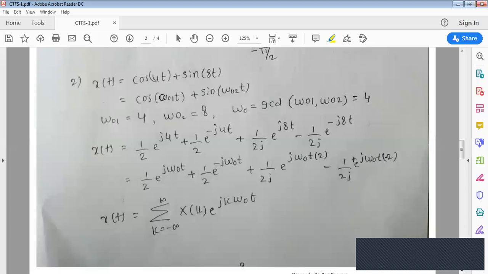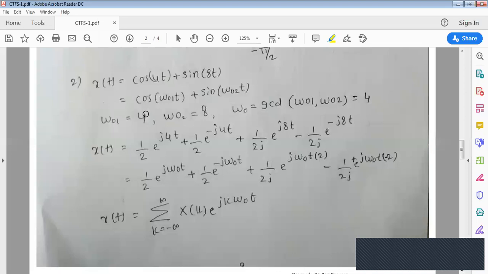So break it into cos of omega naught 1 t plus sine of omega naught 2 t. So what is your omega naught 1? Omega naught 1 is equal to 4. And what is your omega naught 2? It is 8. When you have two different omegas in a signal, then omega naught is equal to the GCD of omega naught 1 and omega naught 2. What is GCD? Greatest common divisor.